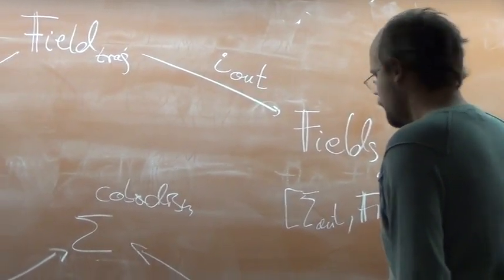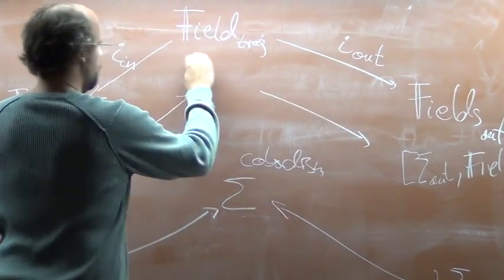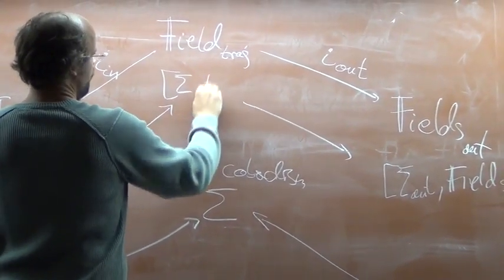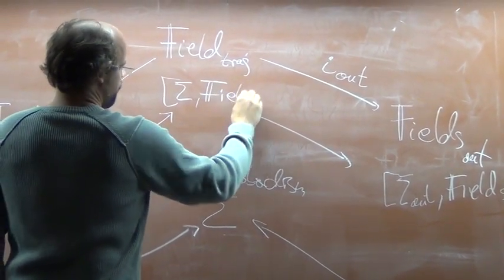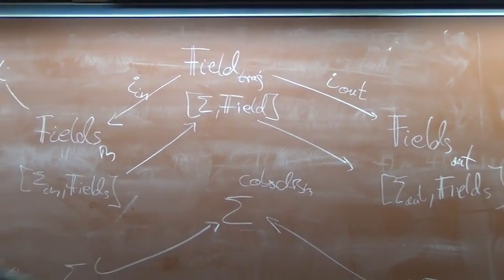And then by functoriality of the internal Hom, and by contravariant functoriality in the first argument, we see that these are fields on the actual cobordism. Right, so this is the example to keep in mind.